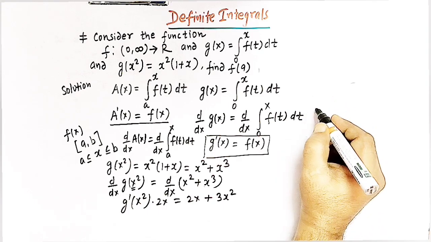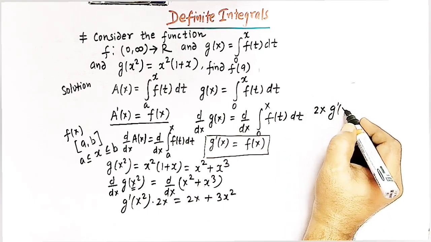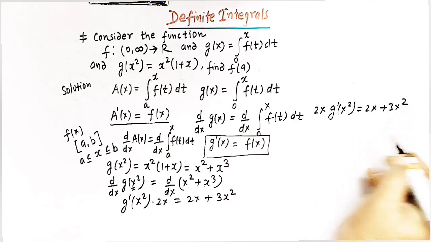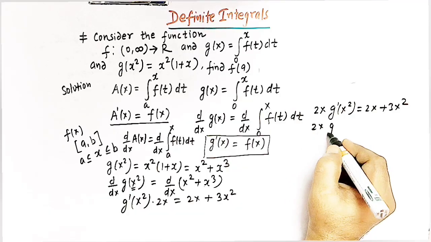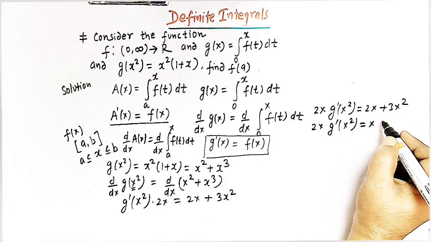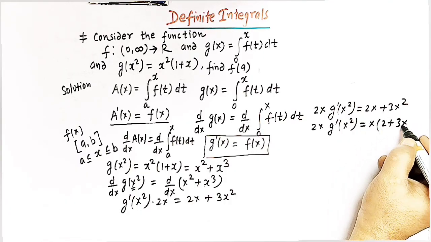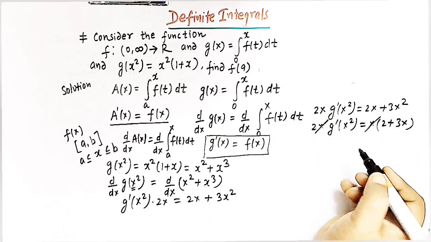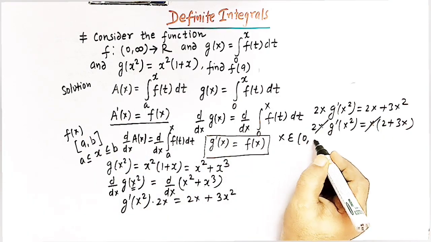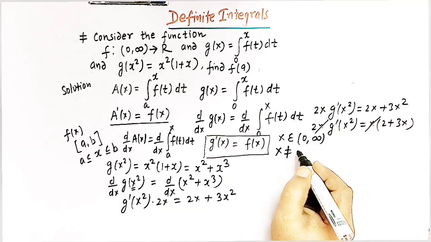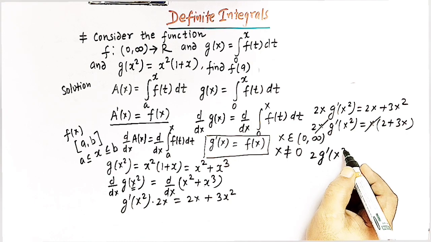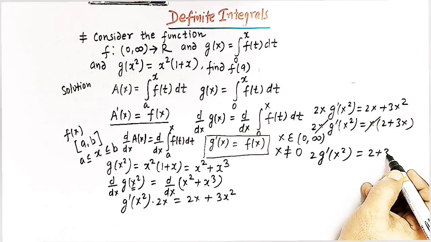So now we have 2x g prime of x square, and here we have 2x plus 3x square. Now taking x common from these two terms, we have x, and here we have 2 plus 3x. Now we can cancel this x with this x, because here x belongs to the interval 0 to infinity, and x is not equal to 0. So we have now 2 times g prime of x square is equal to 2 plus 3x.